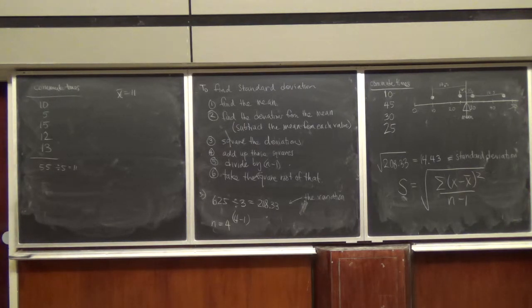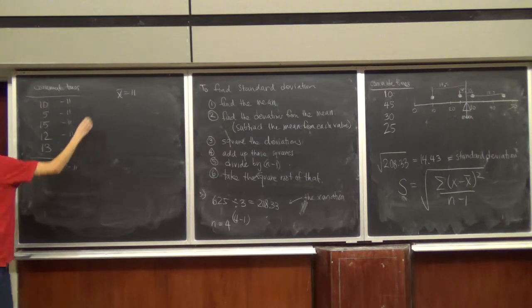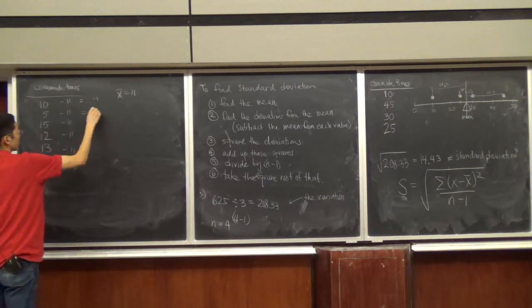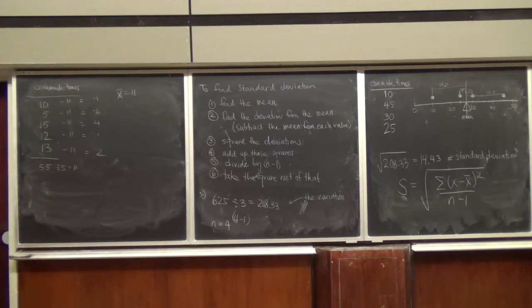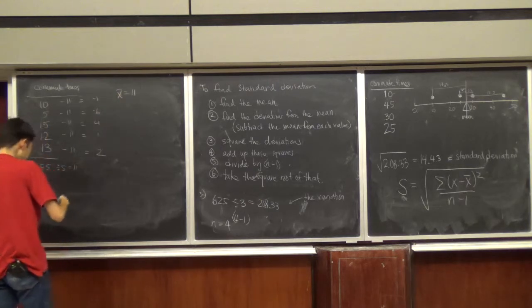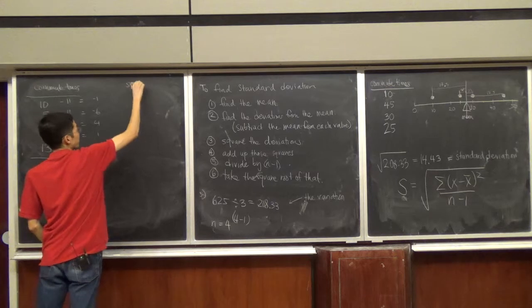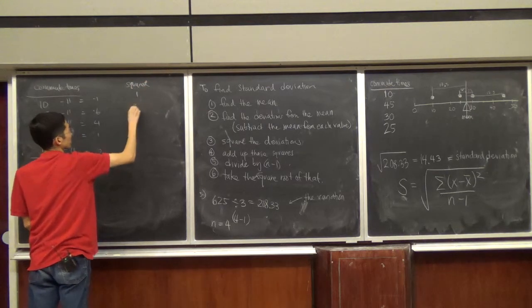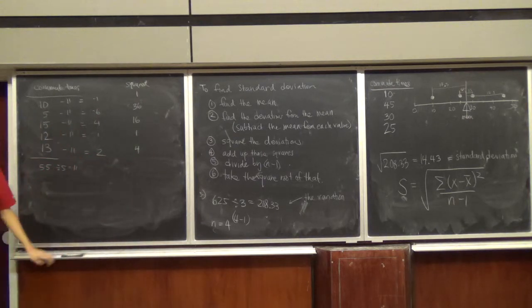Alright, be quiet now. Now we find the deviations from the mean. My deviations are... Okay? Right? Square these. If I square these deviations, make sure that whenever you square something, you get a positive number. Those are my squared deviations.